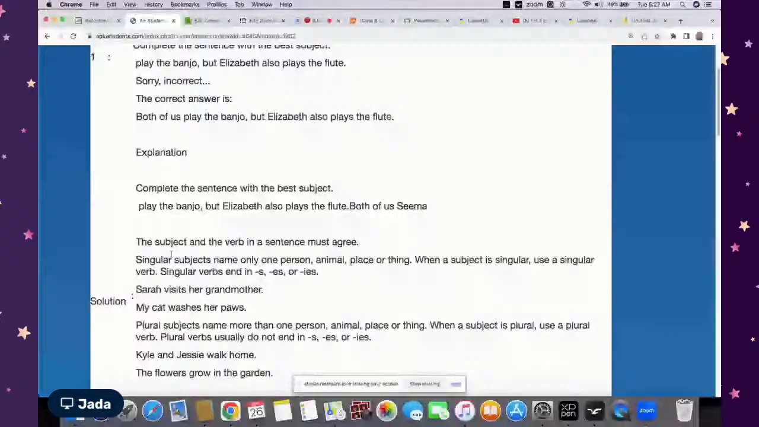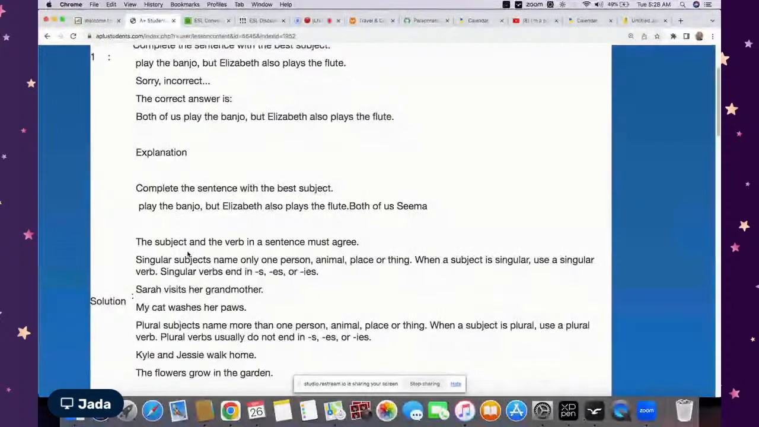All right? Pay attention. So, for this lesson, I told you that the subject and the verb in a sentence must agree. Okay? So the subject and the verb in the sentence must agree. And we all know that the verb is an action word. And then the subject is like the main person doing something in the sentence. Now we have singular subjects.